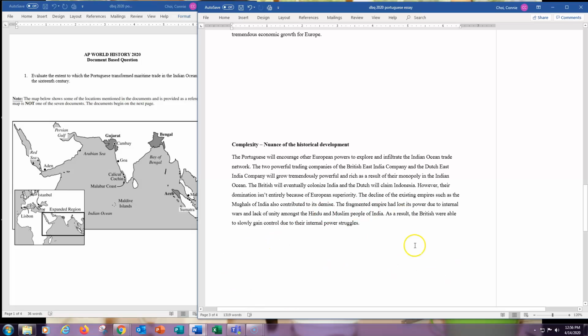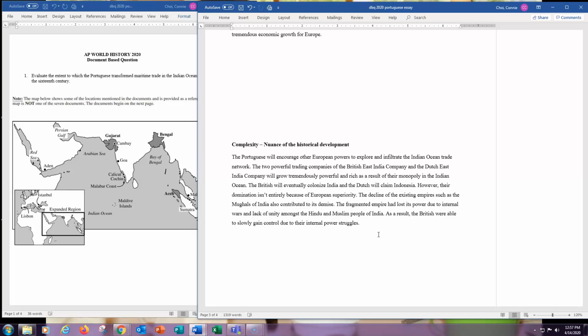So what is the other factor or variation in this development? That it wasn't entirely because of European superiority, but the other factor is that there's internal weakness of the existing empires. So the Mughals of India is my example, and because their empire is fragmented due to internal wars and corruption, as well as the conflict that has existed on the subcontinent between the Hindus and the Muslims.